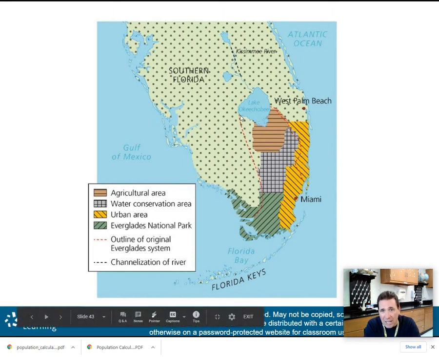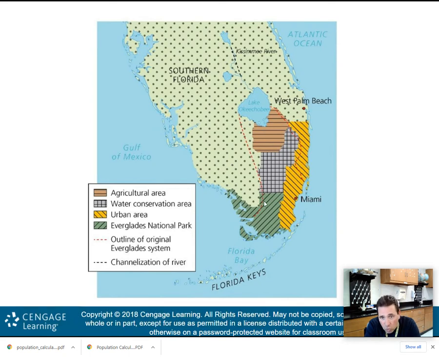You'll notice the red outline here. This is all what used to be the Everglades, anywhere in this red outline. So basically down here, all of Miami, just west of Fort Lauderdale, west of West Palm up to Lake Okeechobee. All of this area in here was considered Everglade. Now you'll notice just this green is Everglades National Park. This orange here is all urban areas. We do have some water conservation and some agricultural areas, but again, it's not Everglade anymore. So we've lost a lot of it, and that's because of what was going on up here near Lake Okeechobee and the Kissimmee River.